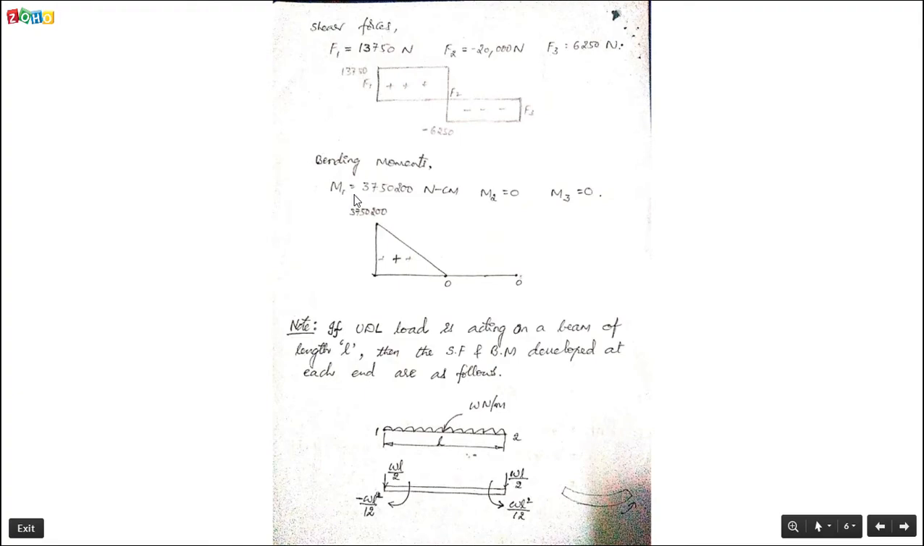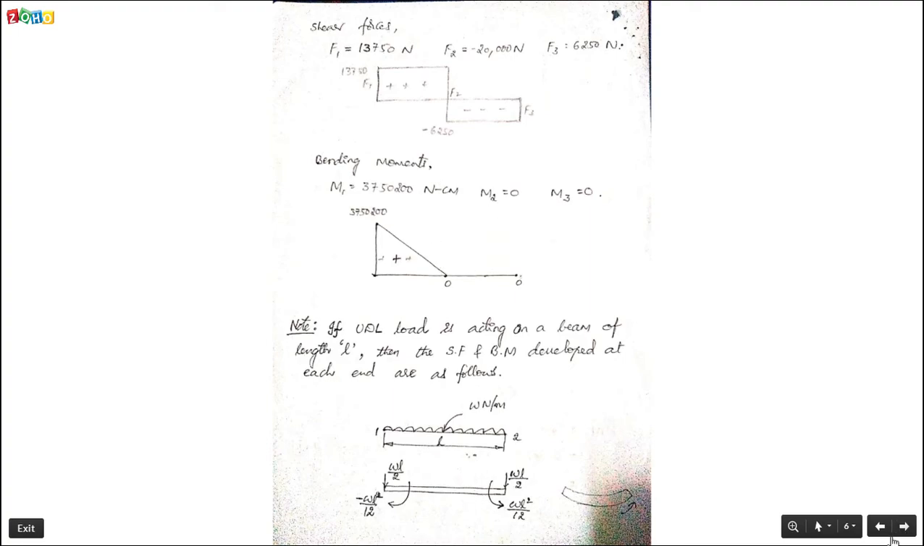So M1 we have to find, and again M2 and M3 will be 0. Okay, so there is no moment at the third element, there is no moment at the second element, so it will be 0. At the first element we have 3750200 Newton centimeter. So this is positive now, again 0 now, so it comes to here. So that is the thing, again 0. So this is the bending moment diagram. Okay, this is the bending moment diagram. This is the complete video of the analysis of the beam. So here we got the shear force diagram, here we got the bending moment diagram.